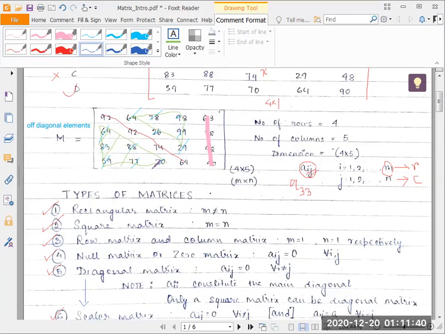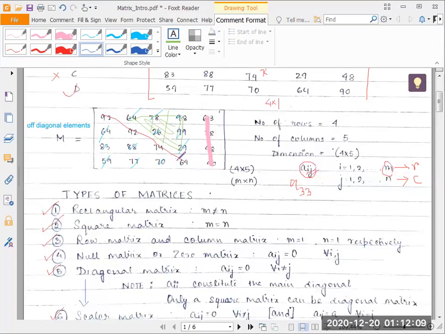Similarly, again, if we have the elements on this side to be 0, that is 64, 78, 98, all these elements are 0, and only these elements, this 1, 2, 3, 4, 5, 6, 7, 8, 9, 10 elements are non-zero in nature, then we say that the matrix considered is a lower triangular matrix.